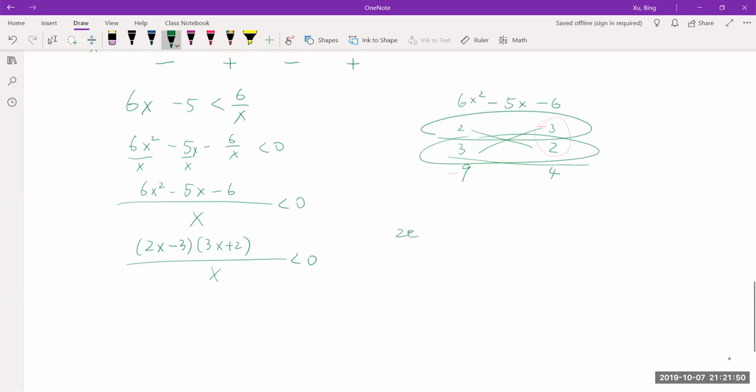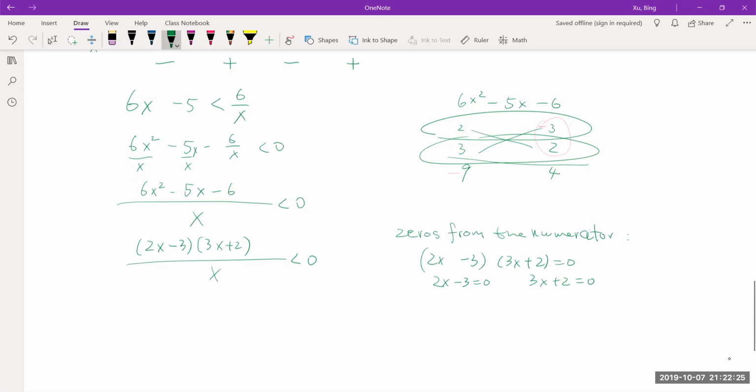The zeros. So zeros from the top. The numerator will be whatever makes the top equal to 0. Right. So if you want to solve 2x minus 3 times 3x plus 2 equal to 0, you would have to come up with 2 small equations like this.